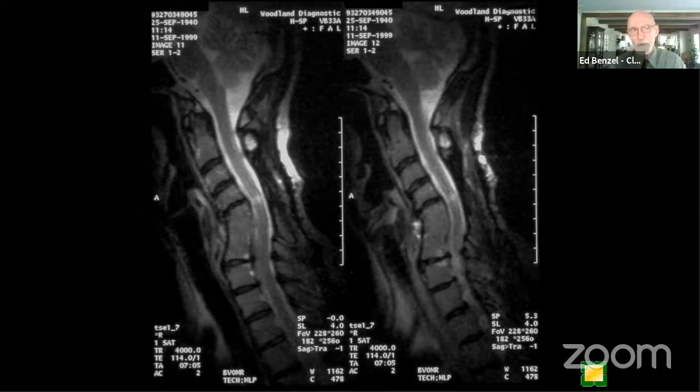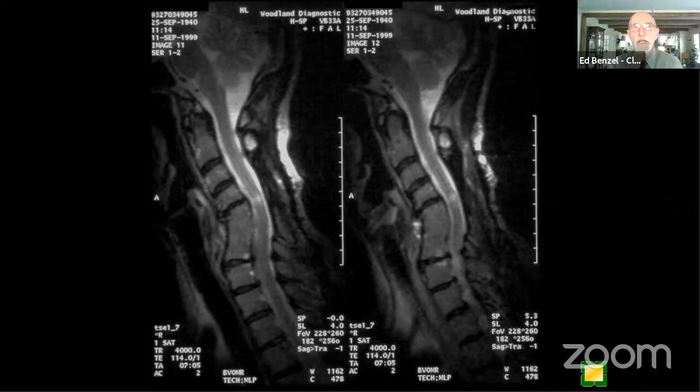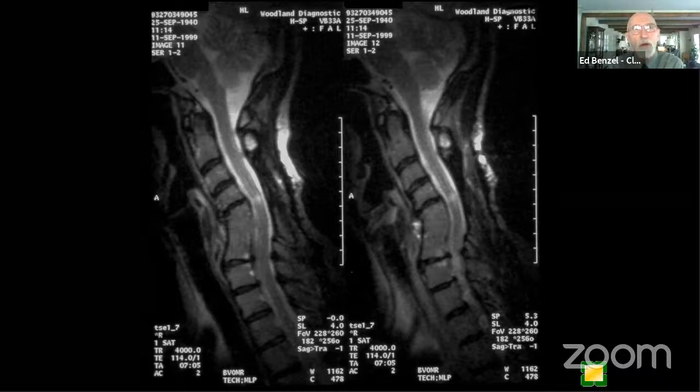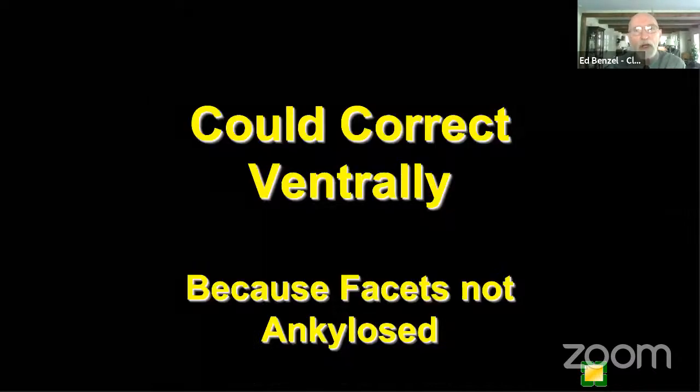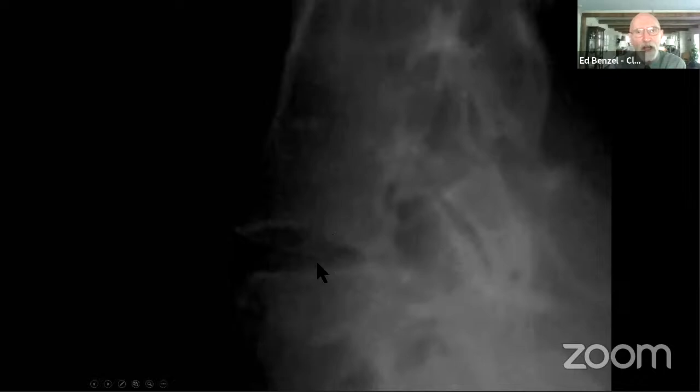So I want you to keep in mind, this is the beginning of my clinical journey. I saw this patient 20 years ago, and we all know now what we didn't know then. So I knew we could correct ventrally because her facets were not ankylosed. You can see this extension X-ray. She's fish mouthing just below the fusion.